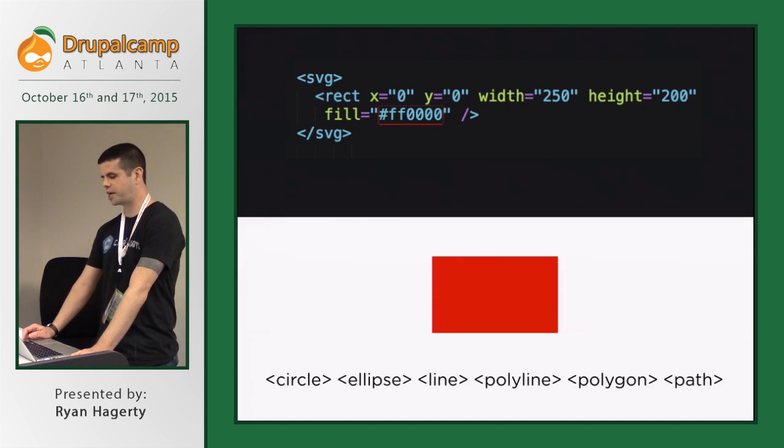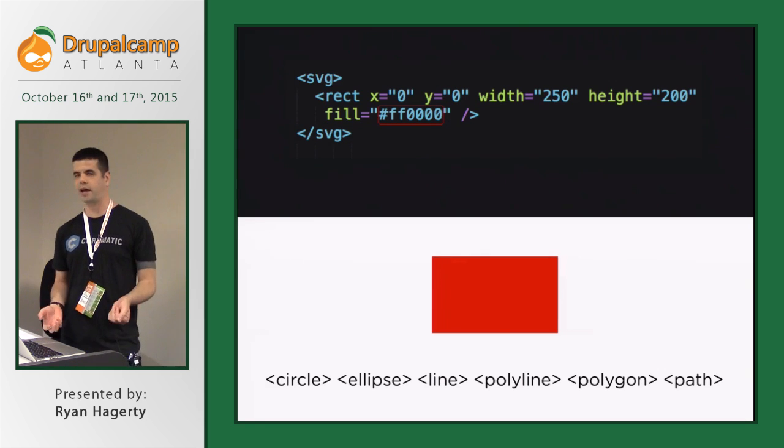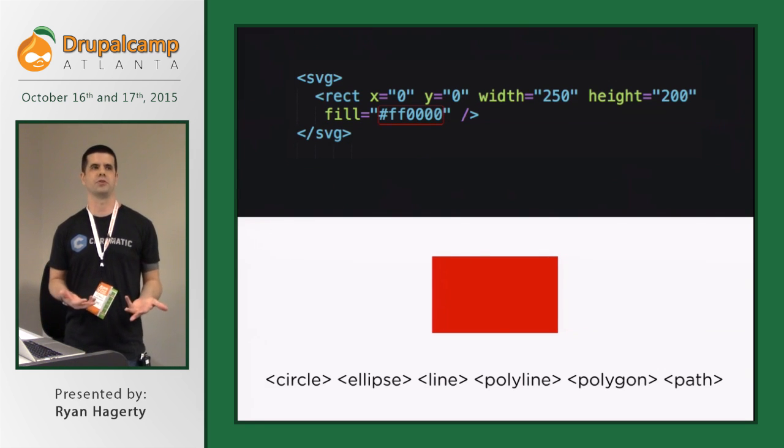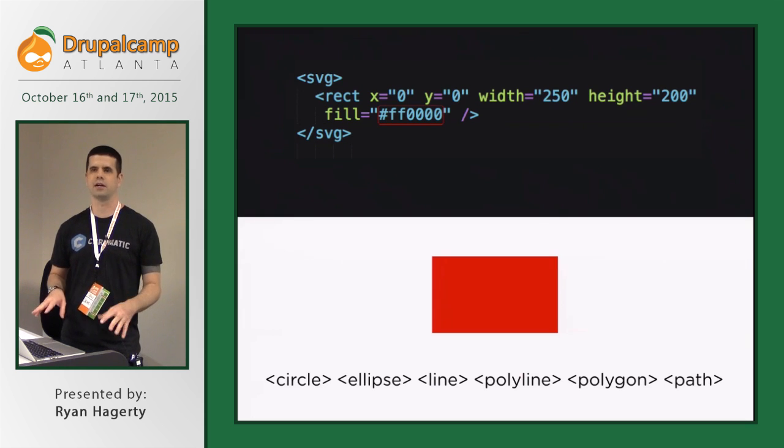There are several different shapes you could do: circle, ellipse, line, polygon, and probably the one you're most going to run into is path. That's what's going to be like your custom shapes in Illustrator, all that stuff.